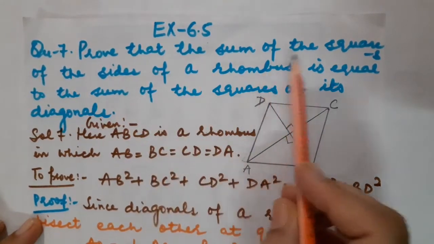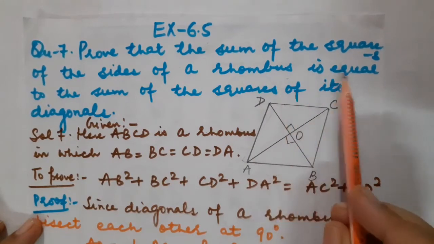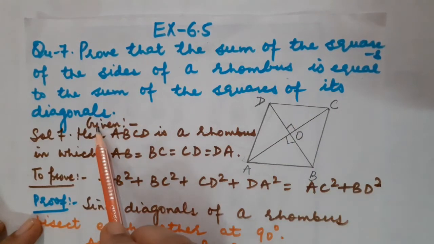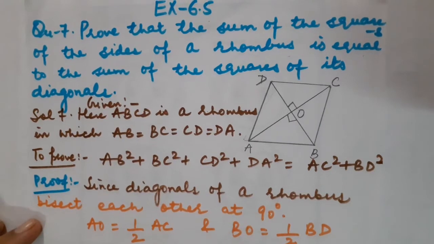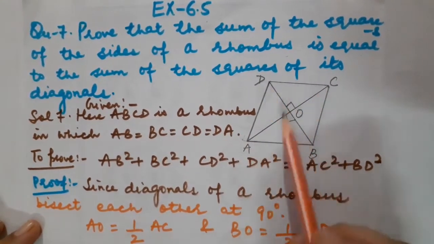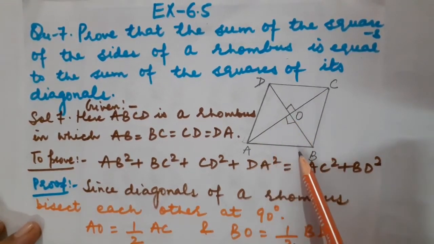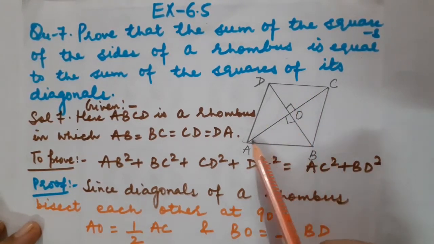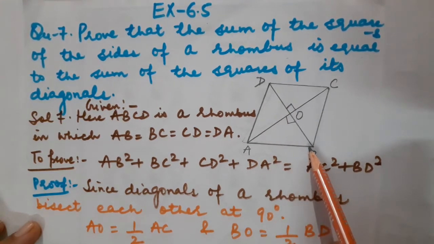Prove that the sum of the square of the sides of a rhombus is equal to the sum of the square of its diagonals. So let us understand the statement first. First of all, what is given to us? We will be having a rhombus given. Correct? So what is rhombus? Rhombus is a quadrilateral whose all the four sides are equal. Fine. And its diagonals bisect each other at 90 degree.